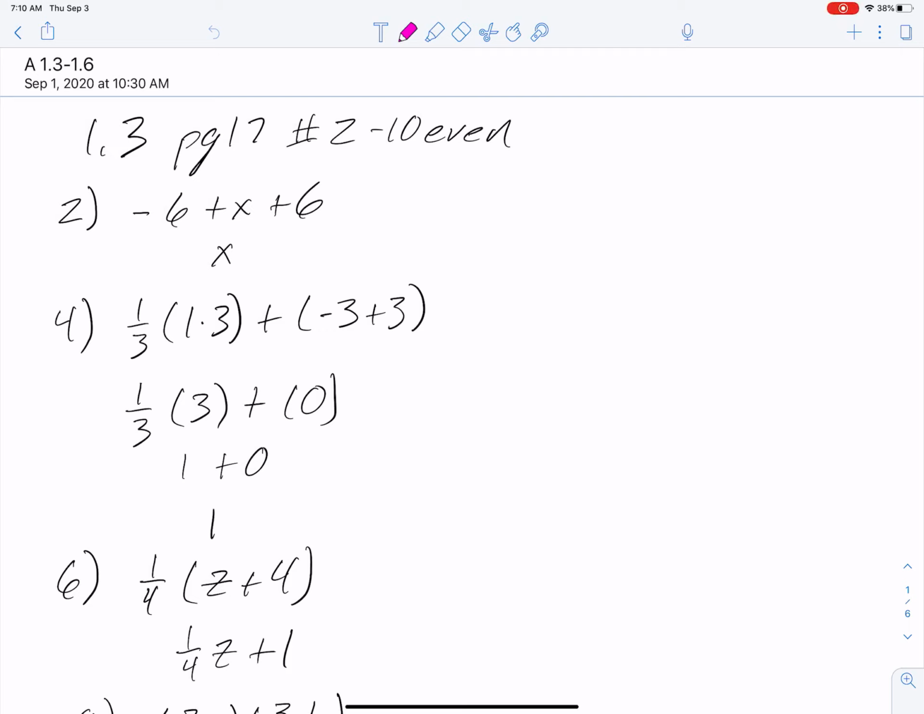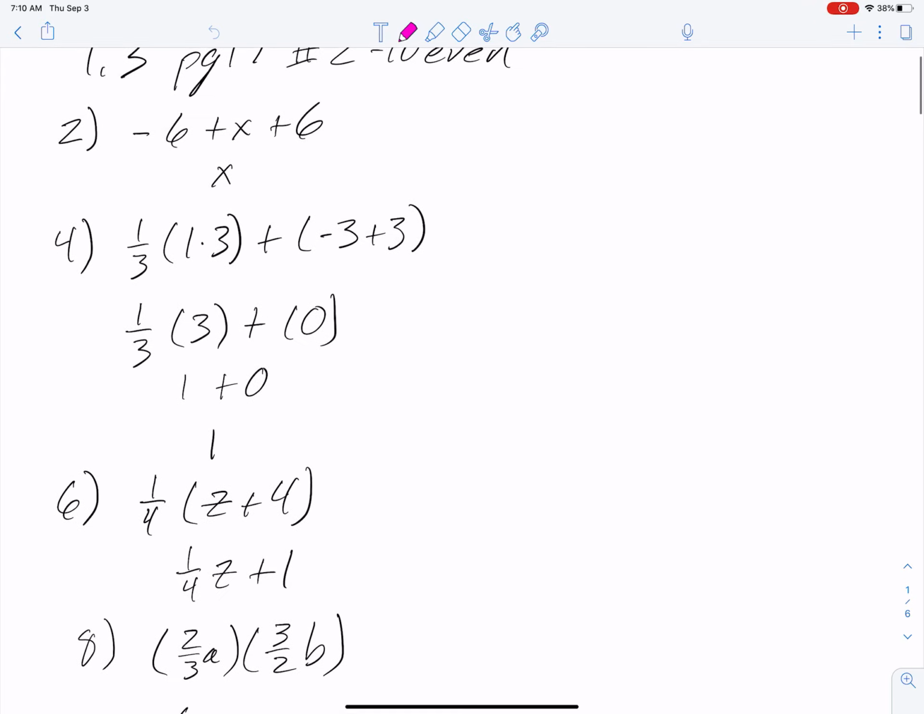Hi everybody, here are the solutions to the 1-3 through 1-6 homework assignment. Again, my apologies for not being able to see you today, but these sections should be pretty straightforward. They should feel like a lot of review for you at this point, and that you're not really working on something new. So, a lot of combining like terms, a lot of distribution.